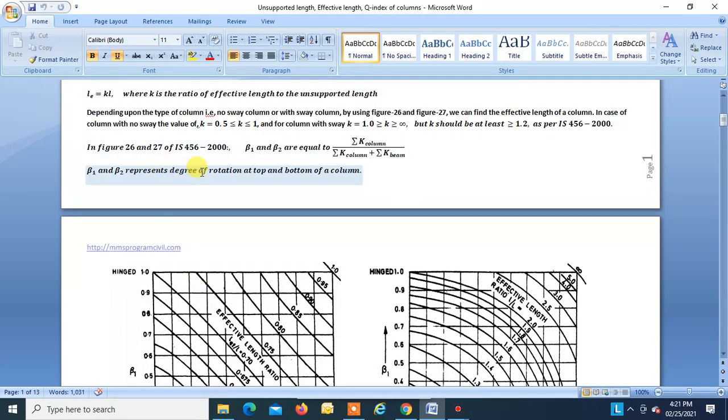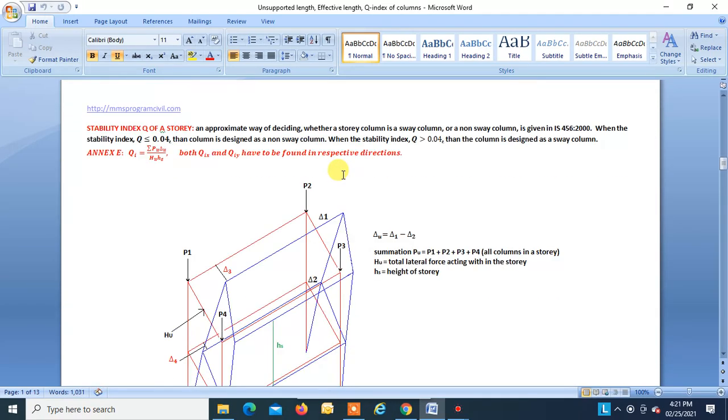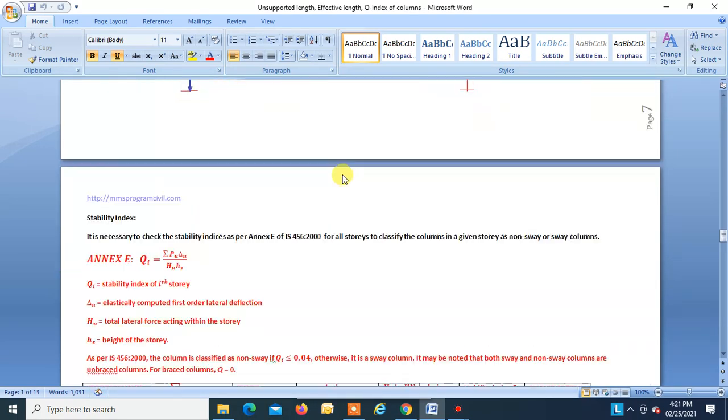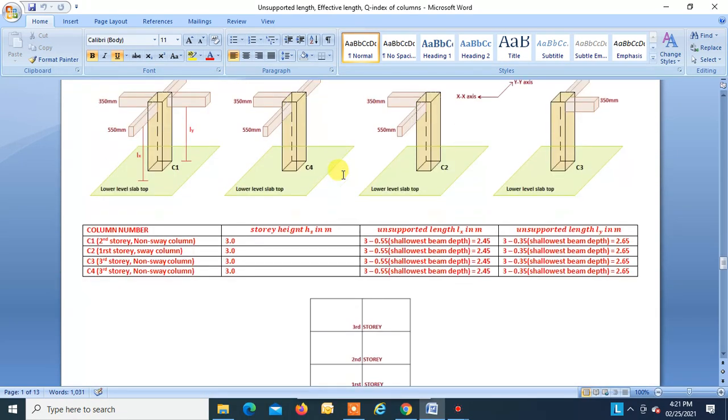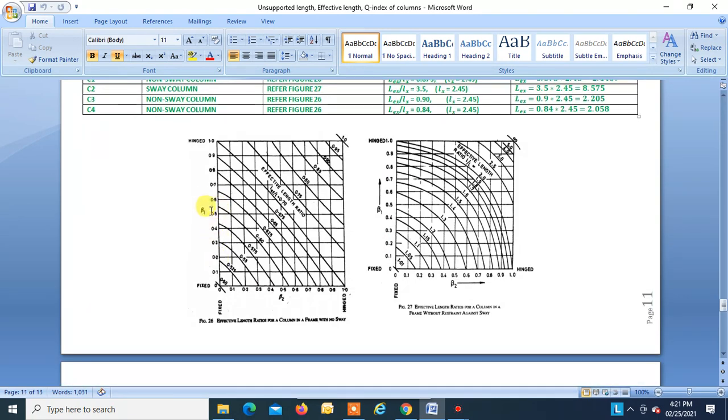Beta 1 represents the degree of rotation for the top joint, and beta 2 represents the degree of rotation for the bottom joint of the column. So that is what has been tabulated. Right, beta 1 and beta 2, we can see the graph. This is beta 1, this is beta 2.